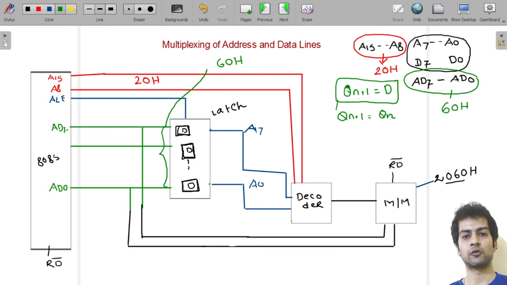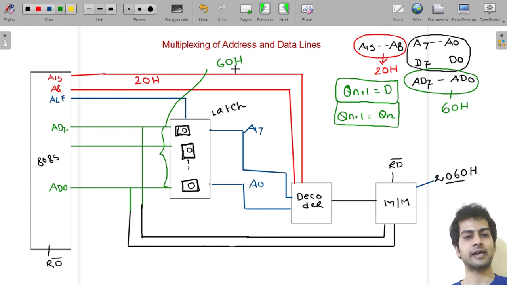So what I told you is that first, the address was originated by the microprocessor. At the same time, the ALE bit was high. This high bit will come at the latch and energize all the D flip-flops. And a D flip-flop has a property that when it gets energized, its next state is the data which is present at the D flip-flop.